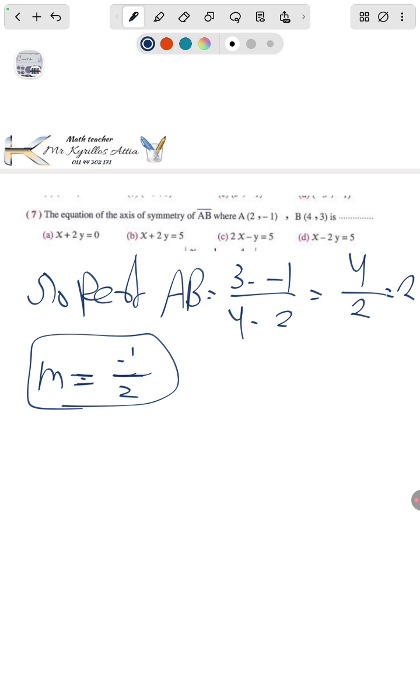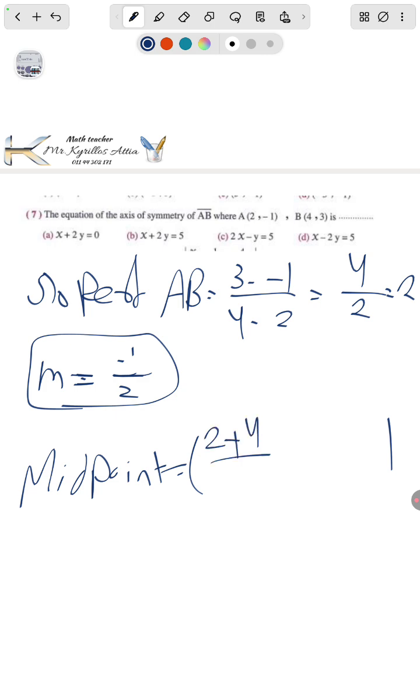And second, we can get the midpoint of AB. Midpoint of AB equals summation of x over 2 and summation of y over 2. So it will be 2 plus 4 over 2 and negative 1 plus 3 over 2. 6 over 2 equals 3 and 2 over 2 equals 1. So the midpoint is 3 and 1.